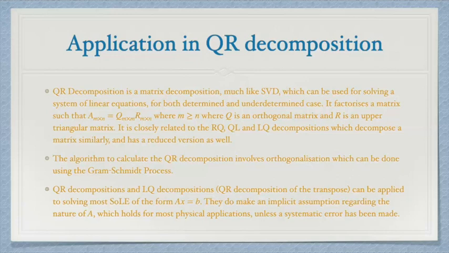The algorithm to calculate the QR decomposition involves orthogonalization, which can be done using the Gram-Schmidt process. Further, QR decompositions and LQ decompositions particularly can be applied to solving most systems of linear equations of the form AX is equal to B, since, as mentioned previously, they do make an implicit assumption regarding the nature of A, i.e. M is greater than or equal to N, and that the system is further consistent, i.e. none of the equations form an inconsistent set of systems, and this holds for most physical applications unless a systematic error during calculation has been made.